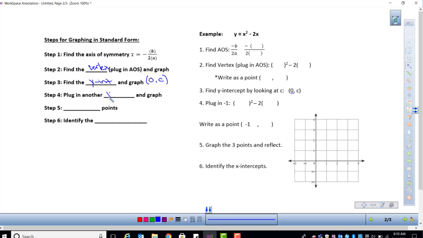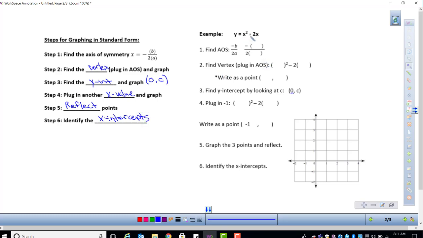Then we plug in another x value, and this value will depend on what you have on your graph. And I'll show you what that looks like as we do an example. Then we reflect the points. After we have 3 points, with a vertex, the y-intercept, and this other value, which gives us a point, then we can reflect those points over the axis of symmetry. And the last step would be identify the x-intercepts, or the zeros, or the roots. Remember all those words, solutions.